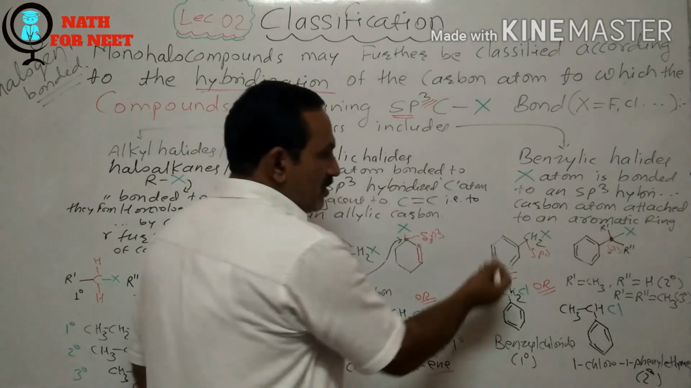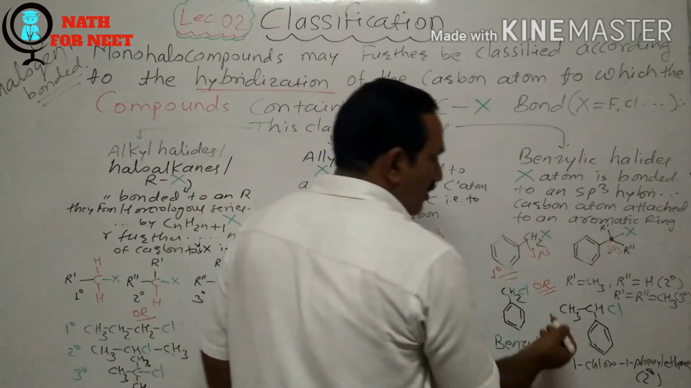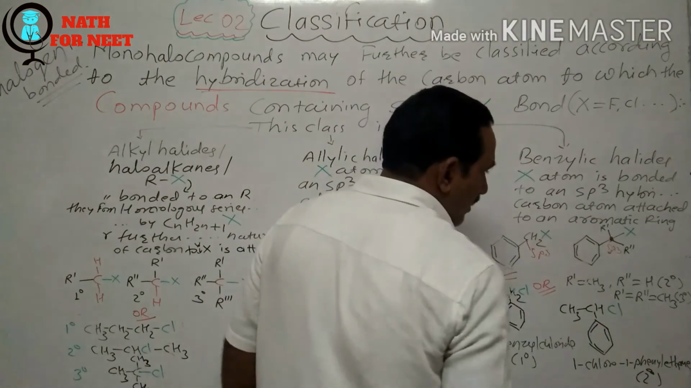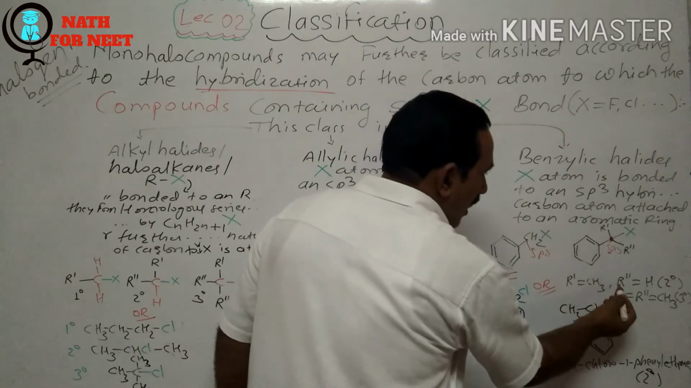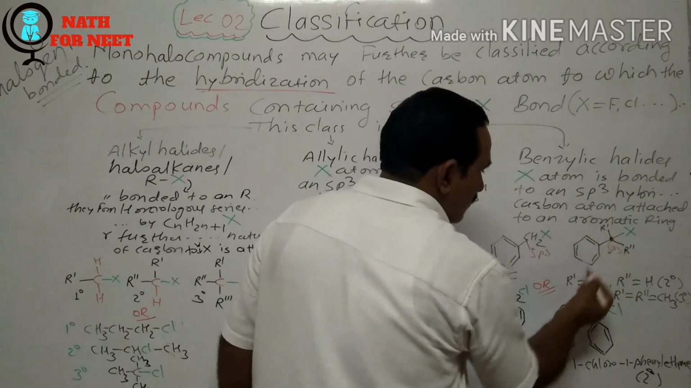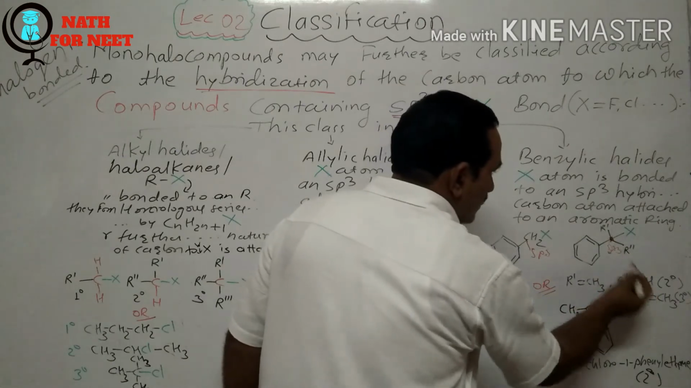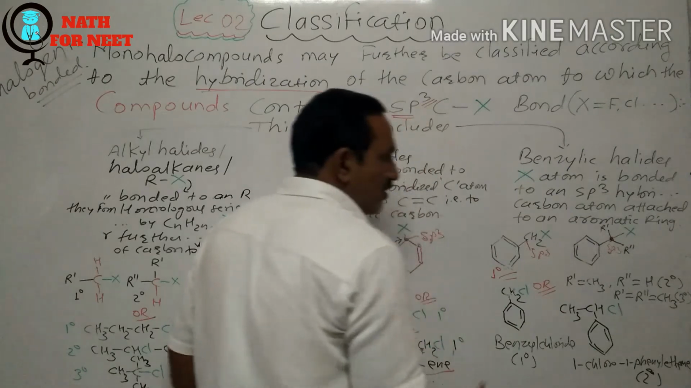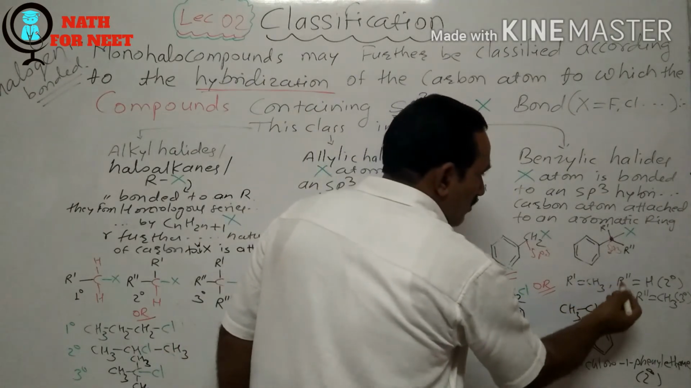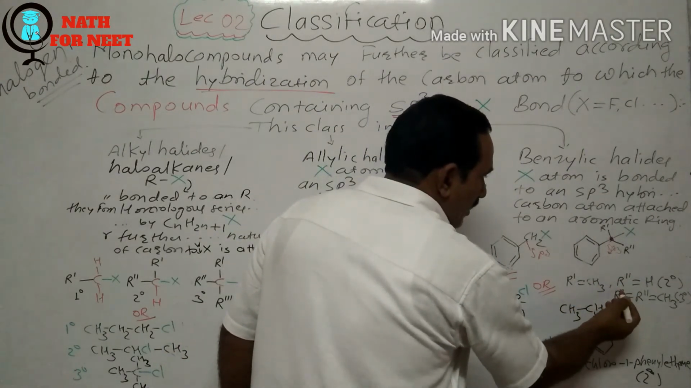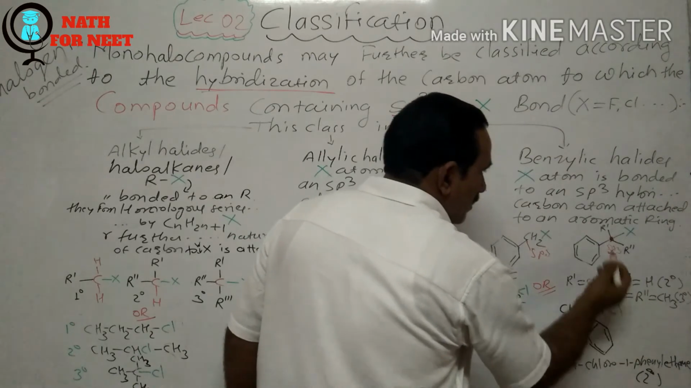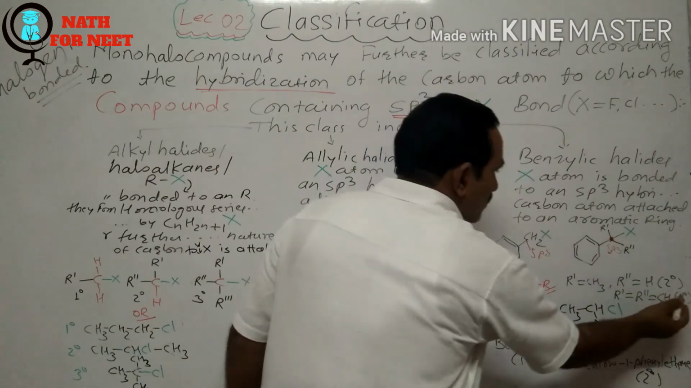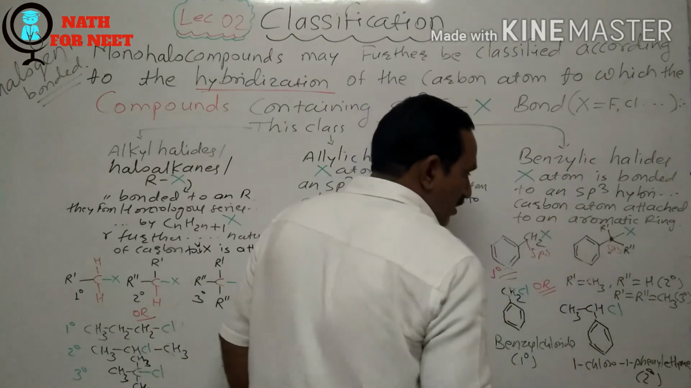So accordingly this is the first degree benzylic halide, and this is the first degree benzylic halide, and this is the second degree benzylic halide. Whenever R' is the methyl group and R'' is hydrogen, then this is the secondary benzylic halide. But whenever you consider R' equal to R'', it means this is also a methyl group, this is also a methyl group, then this is the third degree benzylic halide.